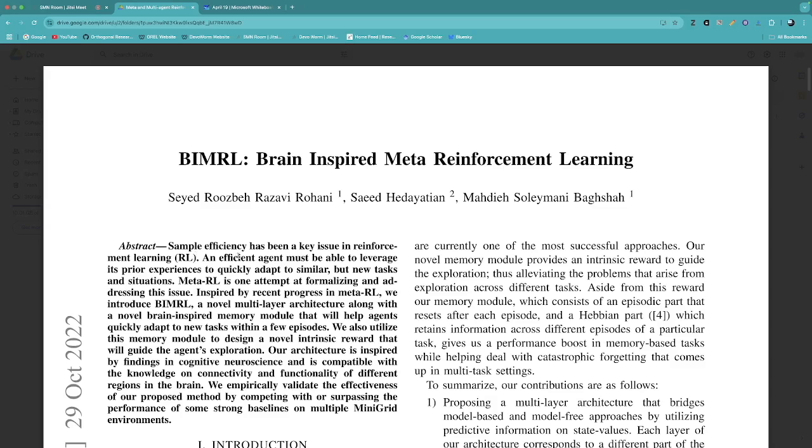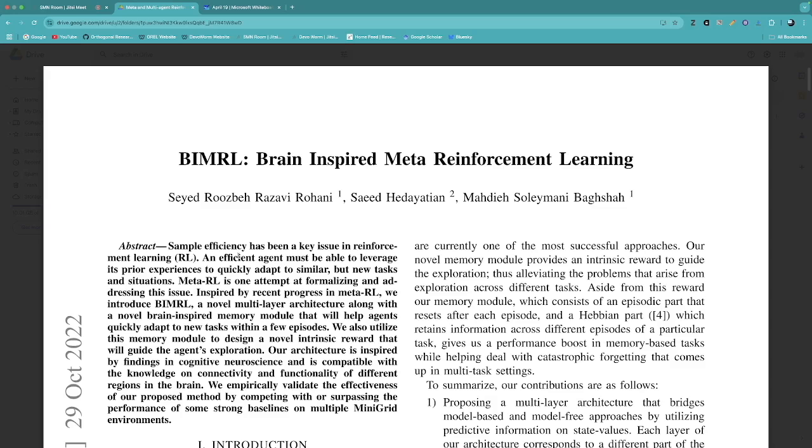An efficient agent must be able to leverage its prior experiences to quickly adapt to similar but new tasks and situations. Meta reinforcement learning is one attempt at formalizing and addressing this issue. Inspired by recent progress in meta learning, or meta reinforcement learning, we introduced BIMRL, a novel multi-layer architecture, along with a novel brain-inspired memory module that will help agents quickly adapt to new tasks within a few episodes. We also utilize this memory module to design a novel intrinsic reward that will guide the agent's exploration.